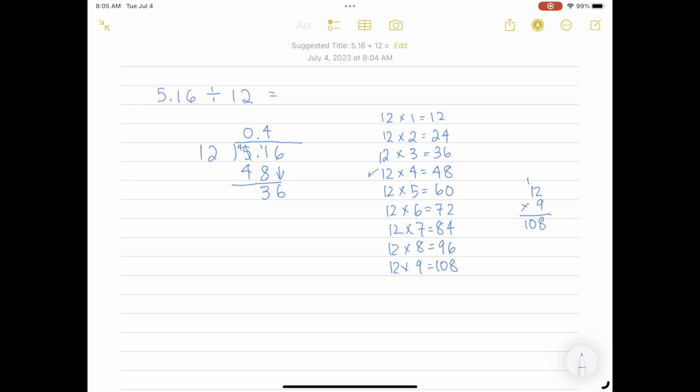Now I ask, how many times does 12 go into 36? The answer is 3. So you write 3 on the quotient line next to the 4. 12 times 3 equals 36. 36 minus 36 equals 0. So the answer is 0.43.